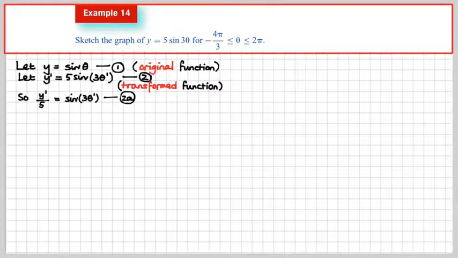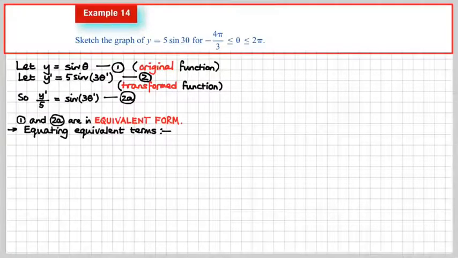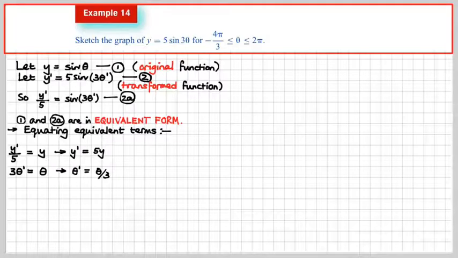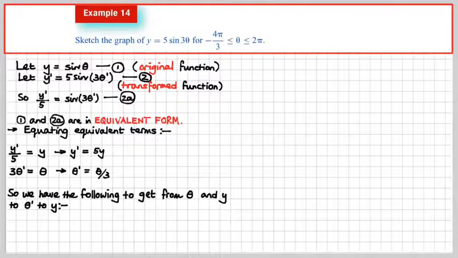From that, we're going to make equation 2 into that form, which means that they're now in equivalent form, and then we're just going to equate equivalent terms. So we can say that y dashed over 5 equals y, and 3 theta dashed equals theta, therefore y dashed equals 5y, because we're trying to get what the transformation steps are to get to the transformed function. And theta dashed equals theta over 3.